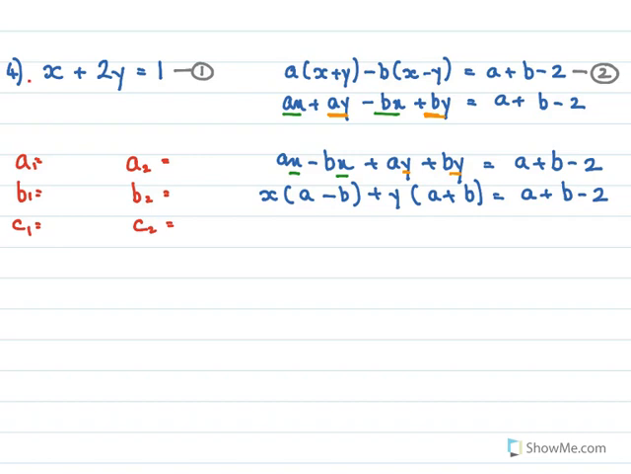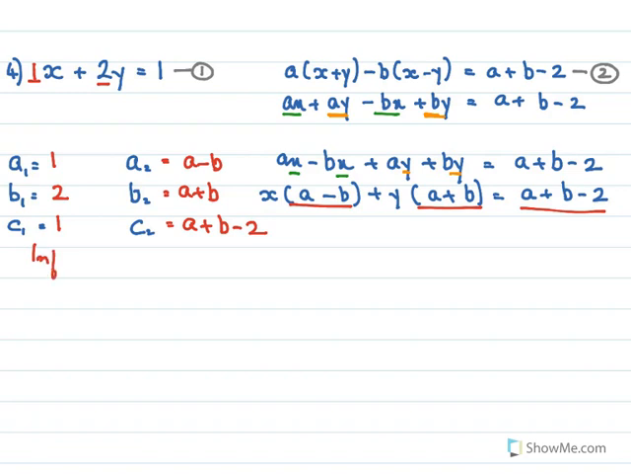So if you see here, the coefficient of x is 1, so a1 is 1, coefficient of y is 2, so this is 2, c is 1. In this case, this is the coefficient of x, so I put here a minus b, coefficient of y a plus b, and this is my c term, that is a plus b minus 2. They have infinitely many solutions.